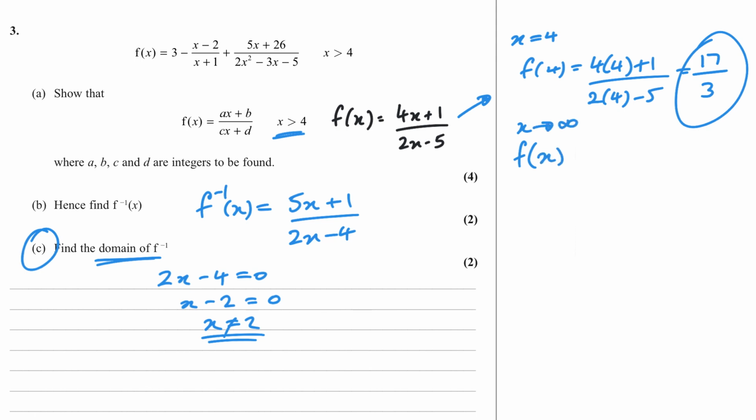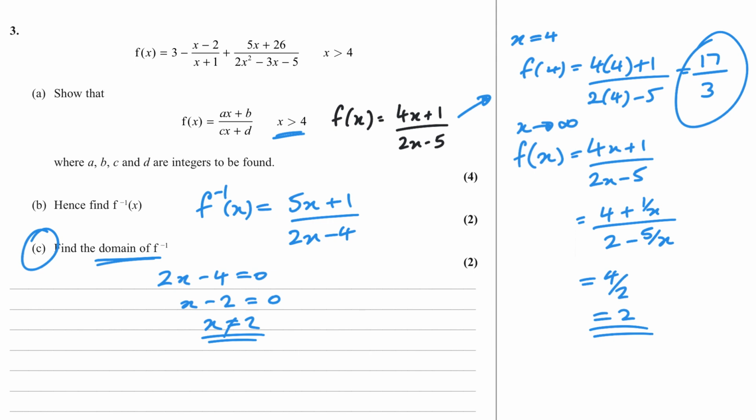Okay, let's look at what's happening to my f of x. Now on this one, what I like to do is divide top and bottom by x, so that will give me 4 plus 1 over x, over 2 minus 5 over x. Now as x tends towards infinity, these fractions will disappear. 1 over infinity, pretty much 0, 5 over infinity, pretty much 0. So these will disappear, just leaving me with 4 over 2. And since 4 over 2 is 2, that will be my other limit.